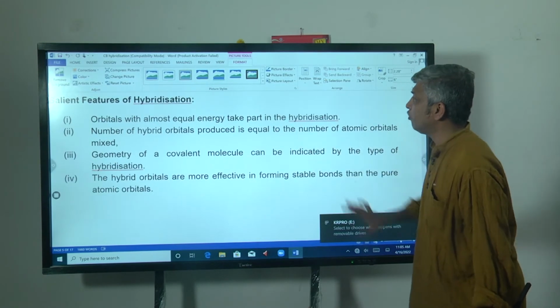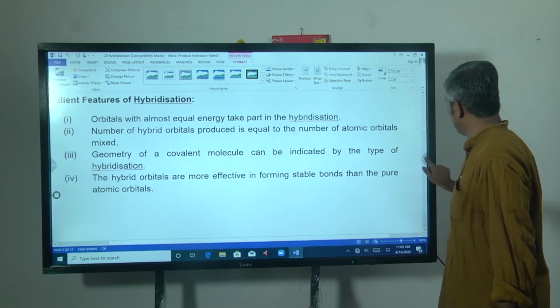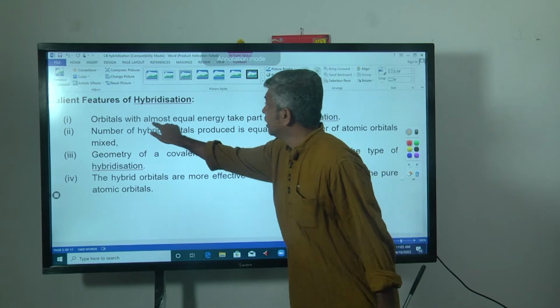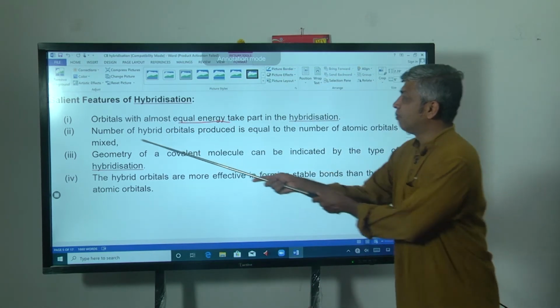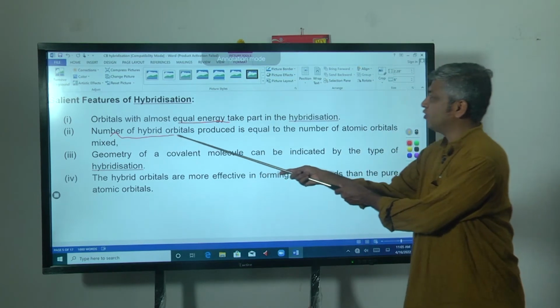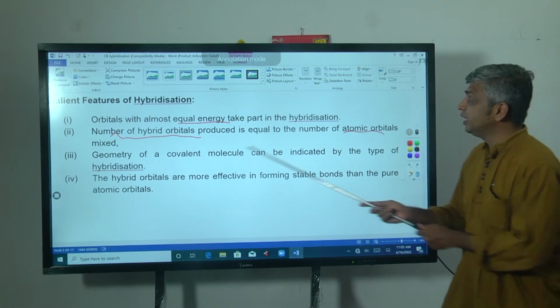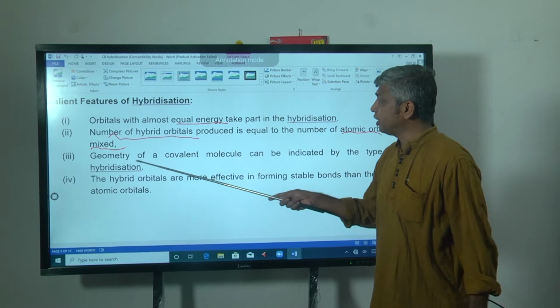Whatever the number of hybrid orbitals produced, that is with respect to the number of atomic orbitals involved. See here, they are having equal energy. The number of hybrid orbitals produced is equal to the number of atomic orbitals involved or mixed. Next one is geometry or shape.